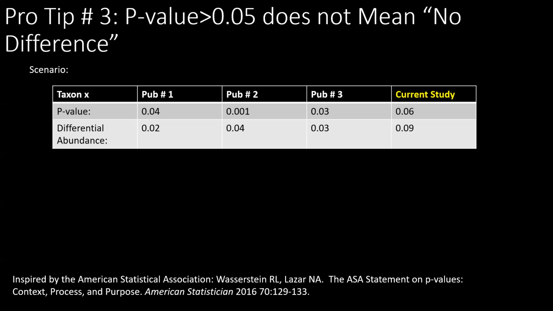Let's say there's another publication, their p-value is 0.001. They also have a positive differential abundance. Publication 3, p-value of 0.03, also a positive differential abundance. But when we carry out our study, our p-value is 0.06, although we still have a positive differential abundance. And not only that, the largest differential abundance of all the 4 studies shown here.